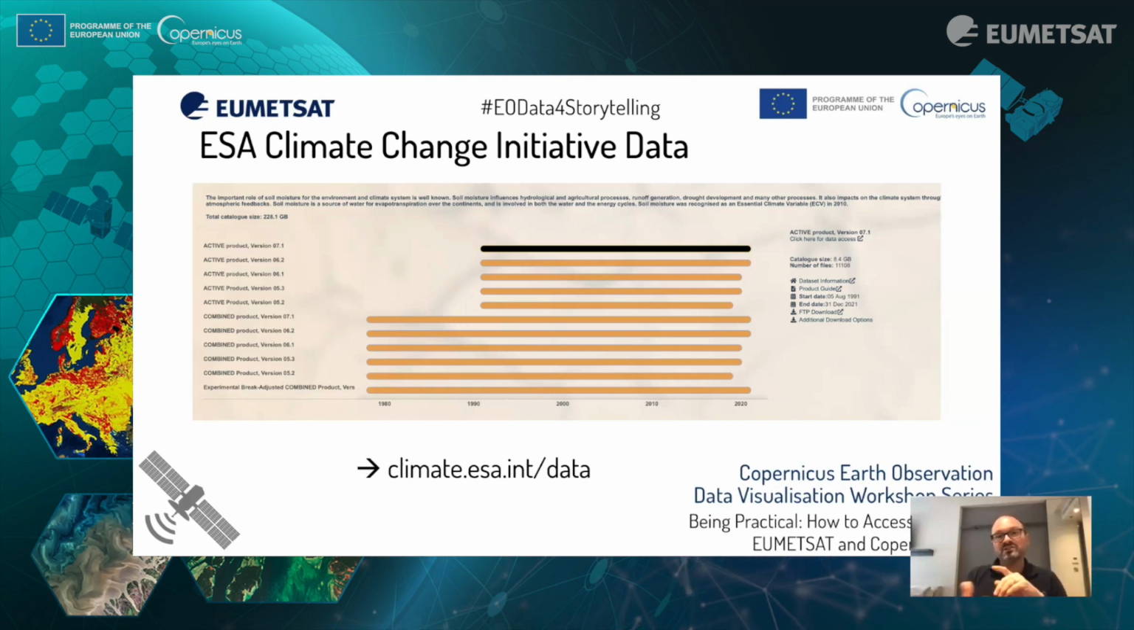So what I have on the screen is just a screenshot of our data sets related to soil moisture. So you need to know whether you want an active product, a passive product, or a combined product. You need to know which version, and it's just complicated even to access the data and access the right data set. If you know what you're doing, you can get hold of those. They're all openly available, and the link is at the bottom of the page.